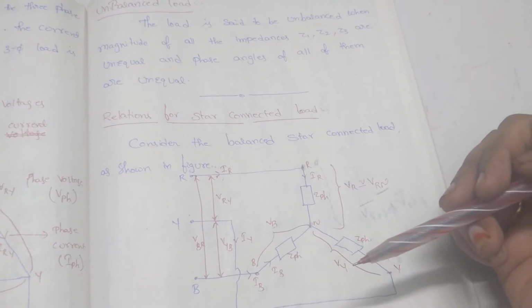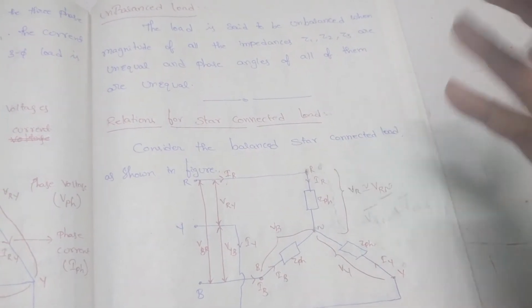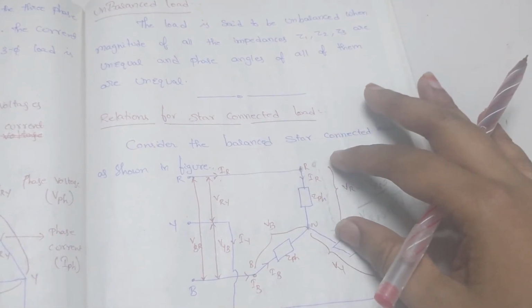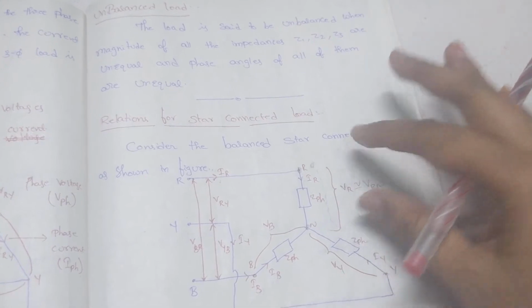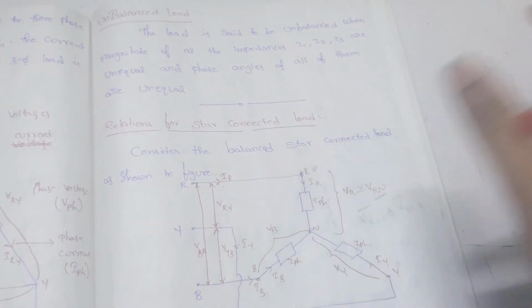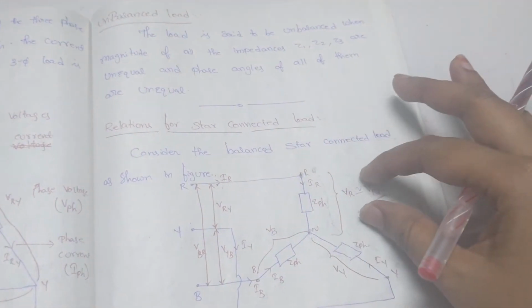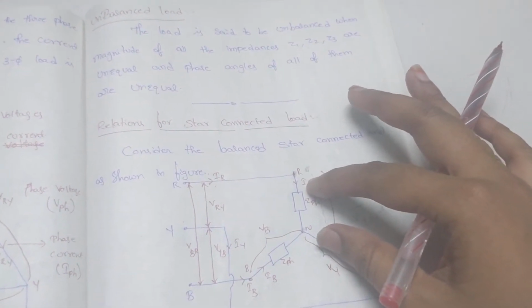In the same fashion, the voltage appearing across the R phase we consider as VR, the voltage across the R phase. Similarly, VY and VB. These voltages are called phase voltages, and these are the phase currents.